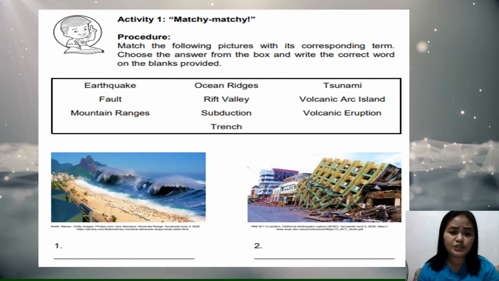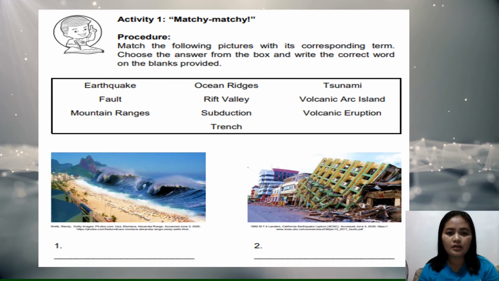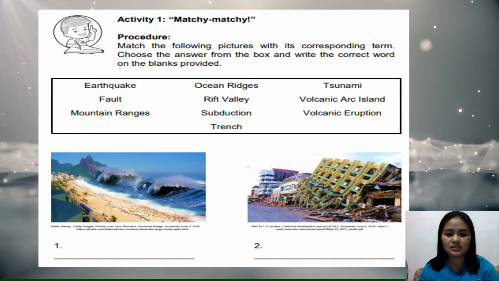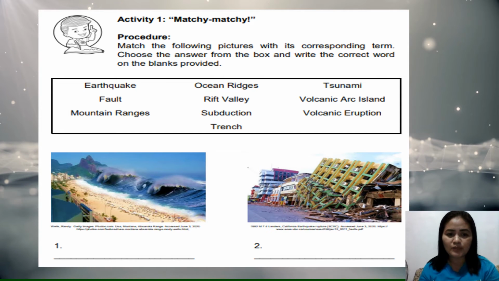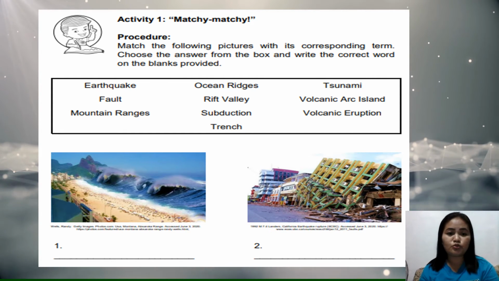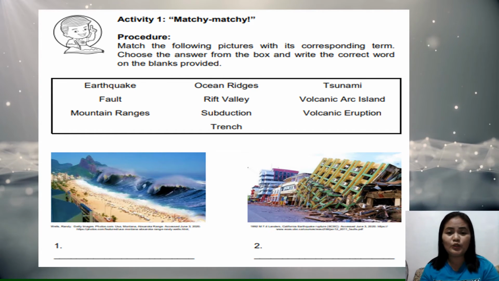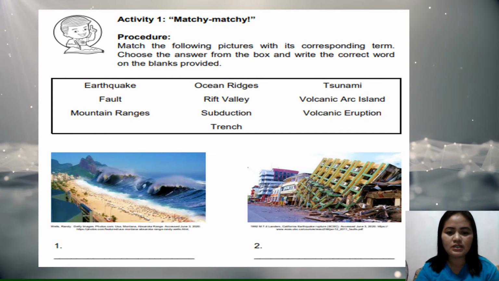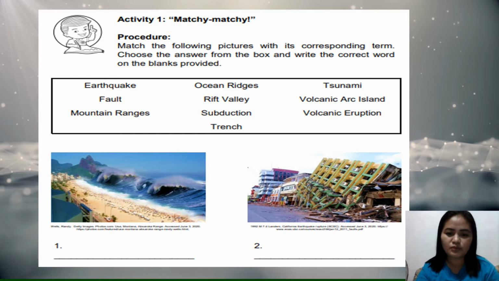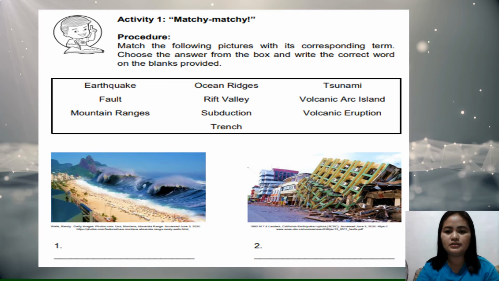So in number 1, the first picture is showing you huge waves. What is the name for this? For number 2, there is a collapsed building. O, paano ba nakukollapse ang mga buildings? Pag pinaputukan mo ba? Or pag may nangyaring tsunami ba? Or nagkalindol? Clue, mga kaibigan. Those are pictures number 1 and 2. Okay, let's move.